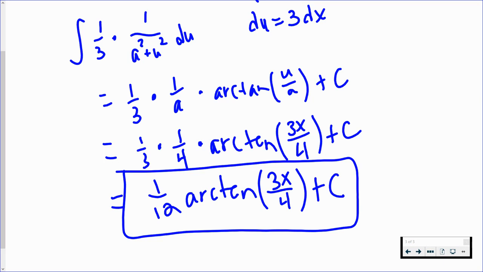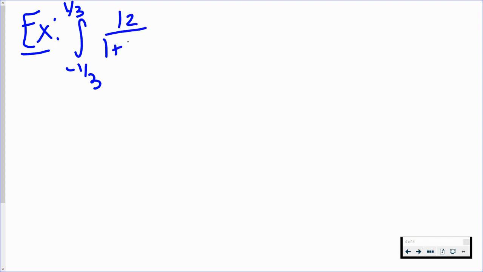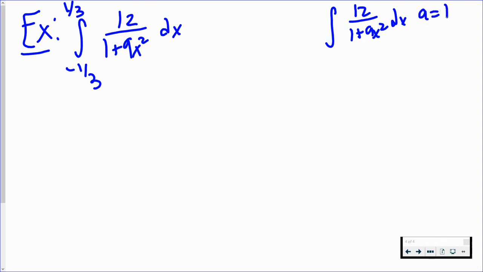Okay. Let's try a definite integral. Let's say we have the integral from negative 1/3 to 1/3 of 12 over 1 plus 9x squared dx. The first thing I'm going to take care of is simplifying that integral. So let's just take a look at the integral. We're not worried about the bounds yet. This is going to be inverse trig. Our a would be 1. Our u would be 3x. So our du would be 3 dx.